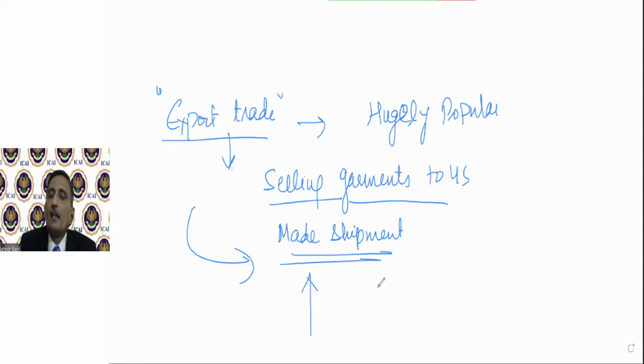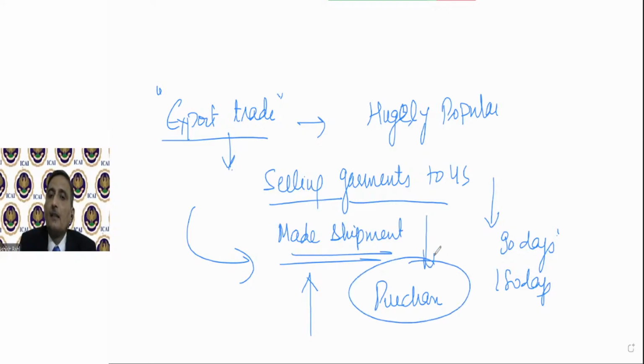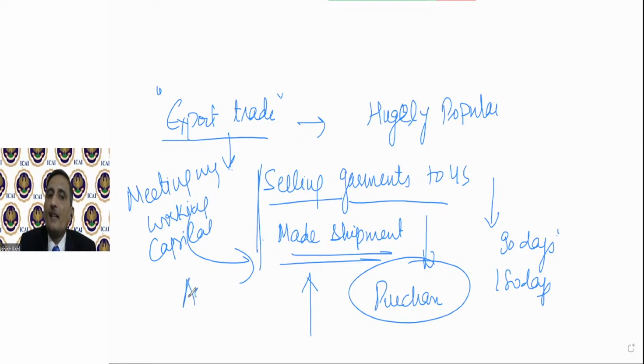And I approach the bank to purchase the bills, to discount the bills, because the payment might come after 90 days or say 180 days. But I need funds for meeting my working capital requirements. Otherwise, these funds would be locked as debtors in my books. But I need early money. I want money.